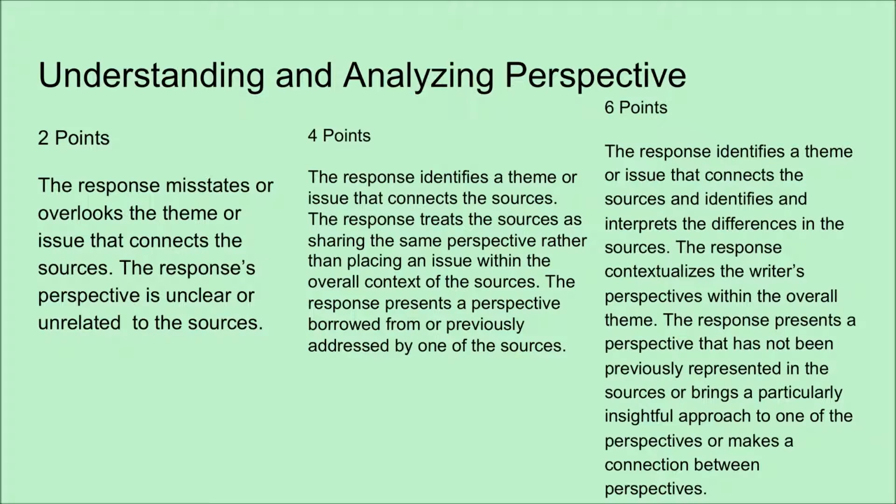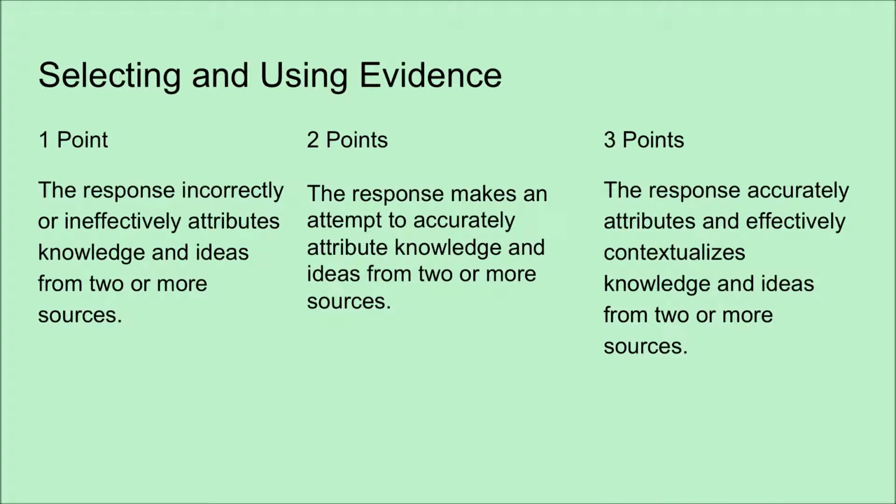The fourth area is selecting and using evidence. This area focuses on accurately using ideas from 2 of the 4 sources. By incorrectly attributing knowledge, students will only earn 1 point, but a paper that accurately attributes and effectively uses knowledge will earn 3 points.